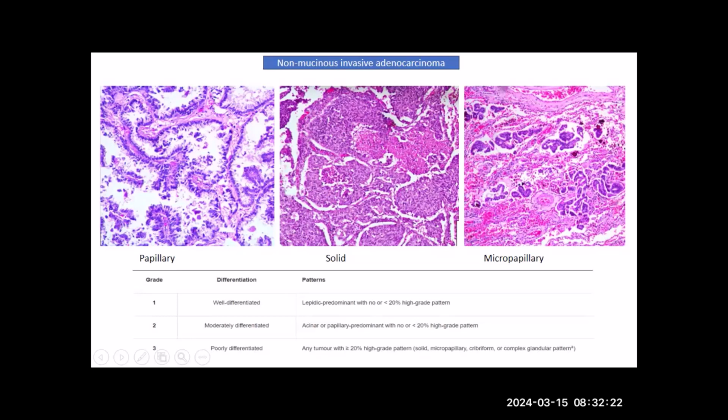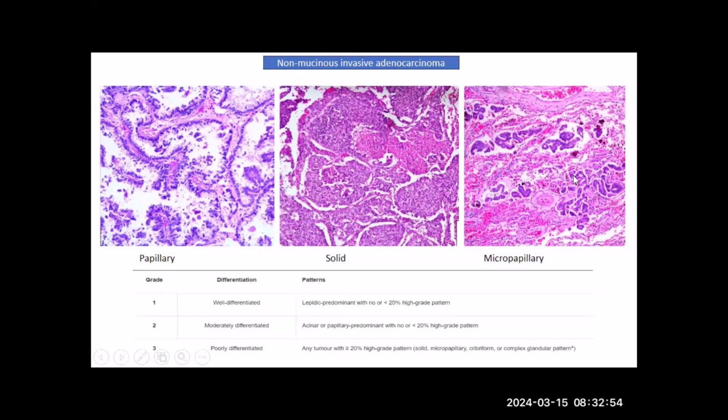Or when the cancer progresses, there is so much proliferation that the patterns are not discernible and it forms a solid mass. So that is a solid adenocarcinoma. And there is another pattern which is called micropapillary. What is the difference between papillary and micropapillary is that micropapillary does not have any fibrovascular core. So these are seen as tumor cell clusters with some spaces around them.